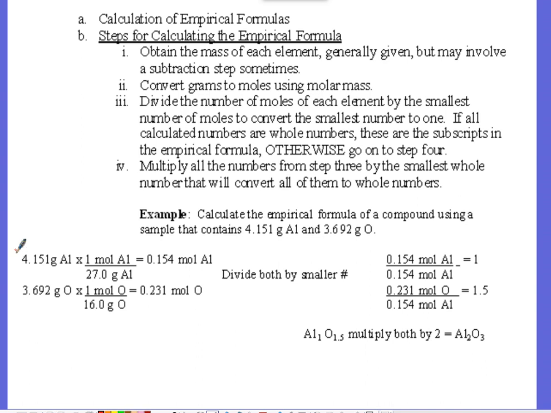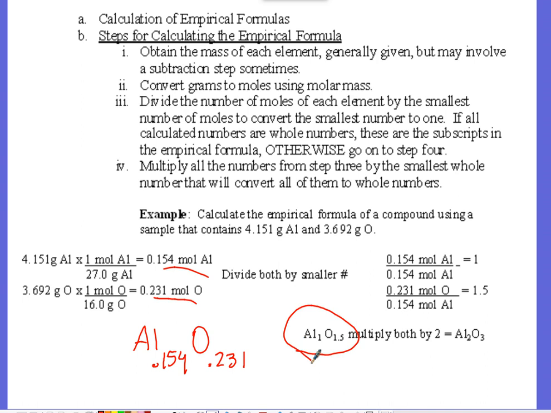Cool. So I had these 2 masses. I'm going to do the first step. Convert mass to moles. I went to the periodic table and got the mass of aluminum, and I got this many moles. I went to the periodic table for oxygen, and I got that many moles. And right now, my ratio looks disgusting. 0.154 is the subscript for aluminum, and then oxygen subscript is 0.231. That is not a nice ratio, is it? So I divided by the smaller number, and I got 1 and 1.5.